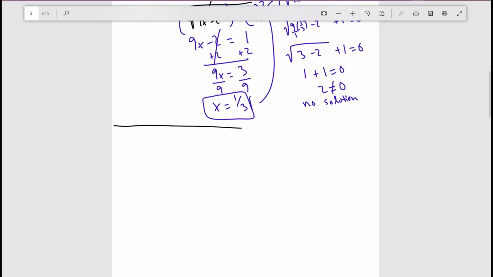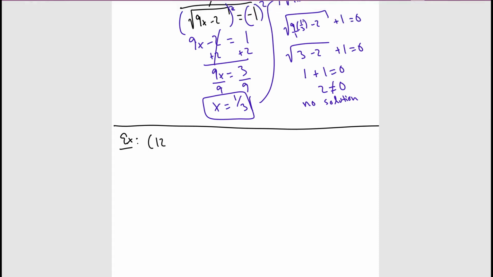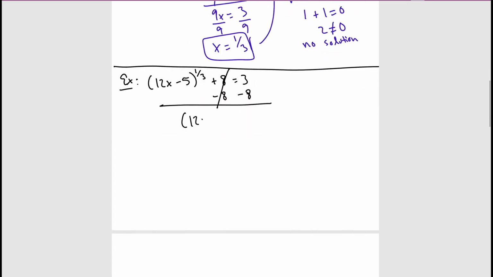Let's say we wanted to do something that didn't have a square root. Let's say we had something like 12x minus 5 to the 1/3 power, plus 8 equals 3. Let's first subtract the 8 because we need to isolate the root, and actually the 1/3 power is the root. So minus 8 to both sides. This goes away, and I'm left with 12x minus 5 to the 1/3 power equals 3 minus 8, which gives me negative 5.